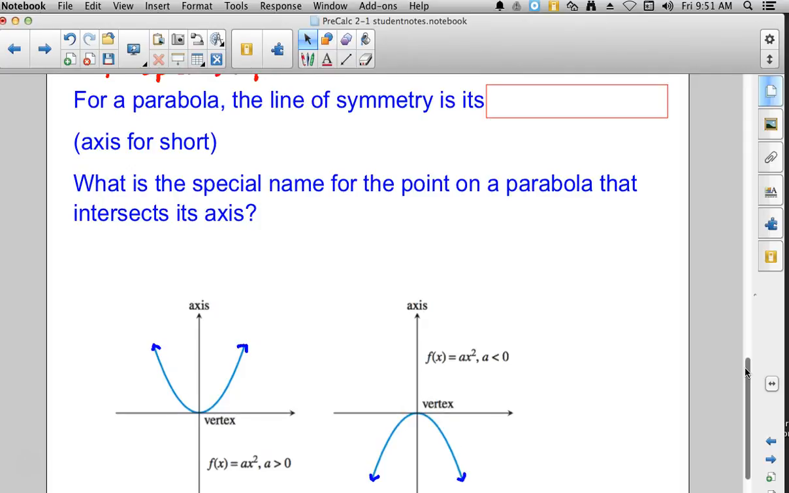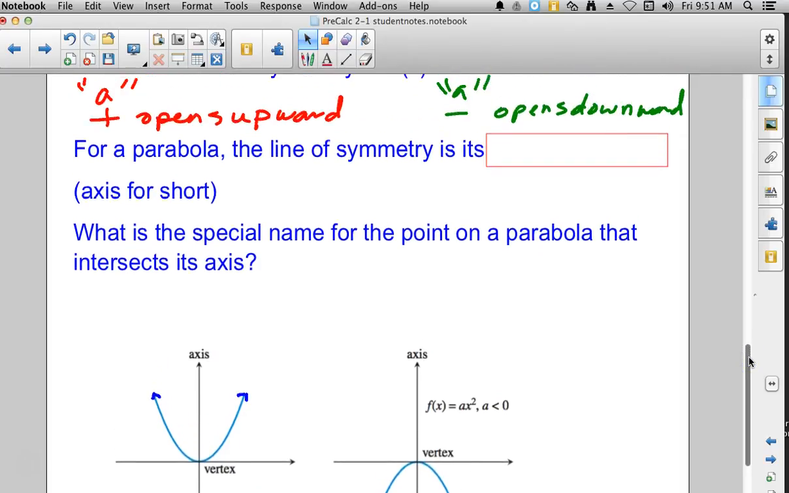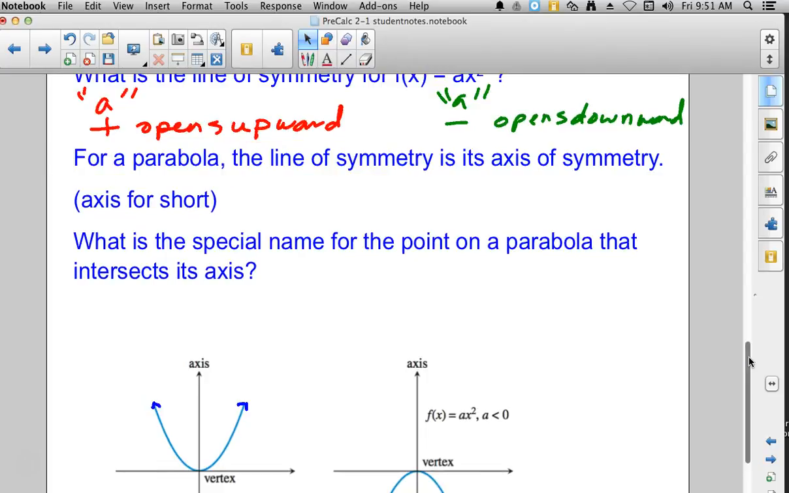For a parabola, the line of symmetry is its axis of symmetry. Line of symmetry is the axis.